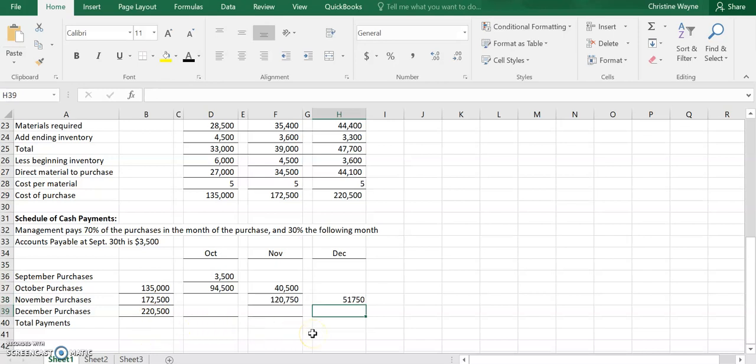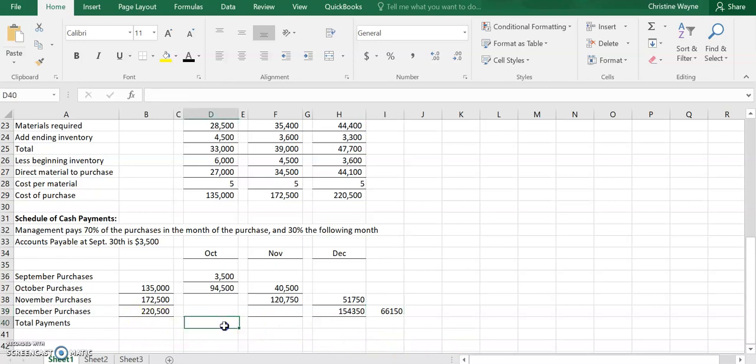In December, I'll do the same thing. In December, I'm going to pay 70% of those purchases. Now, 30% are then going to be your accounts payable. So if I did want to figure out how much my accounts payable would be, I would take that total from December and realize that this amount here would be my accounts payable going into the new year.